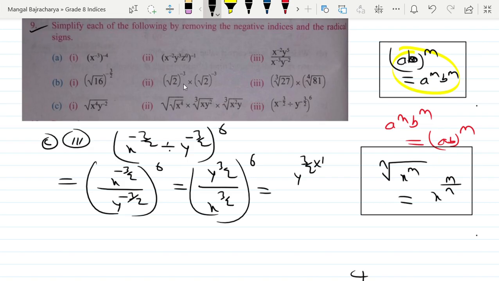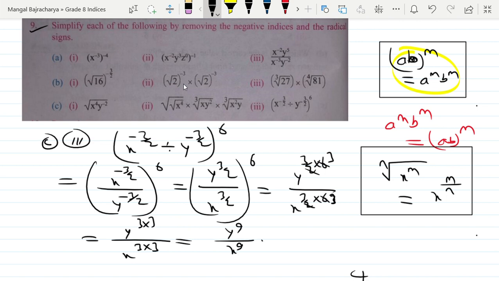So 3 by 2 into 6 we do, and below there is x power 3 by 2 whole power 6, so that also gets multiplied. This is going to give you 2 3s are 6, here also 2 3s are 6. So you get y power 3 into 3 above, and below you also get x power 3 into 3, so it will give you y power 9 by x power 9.